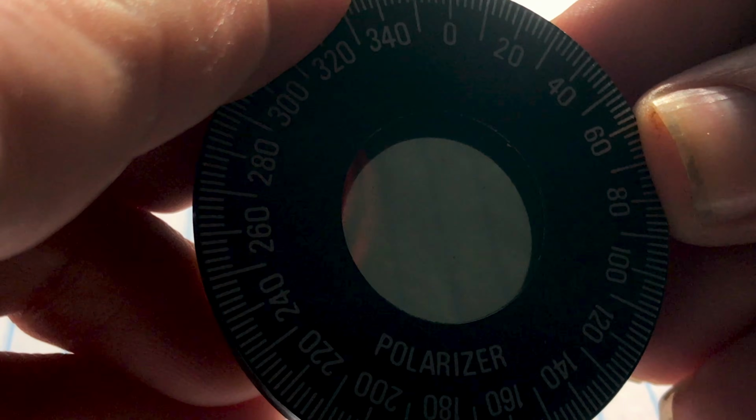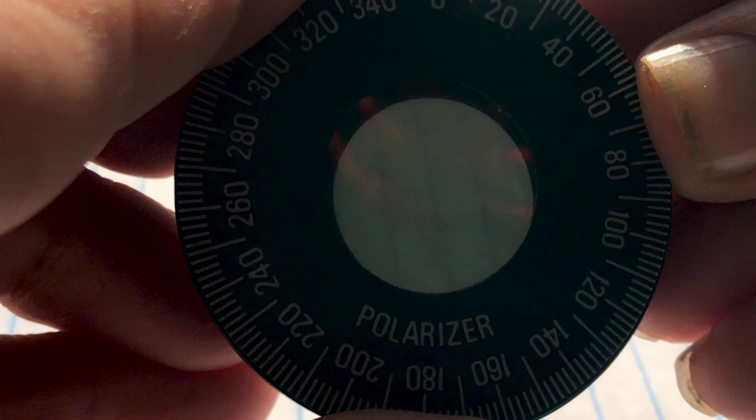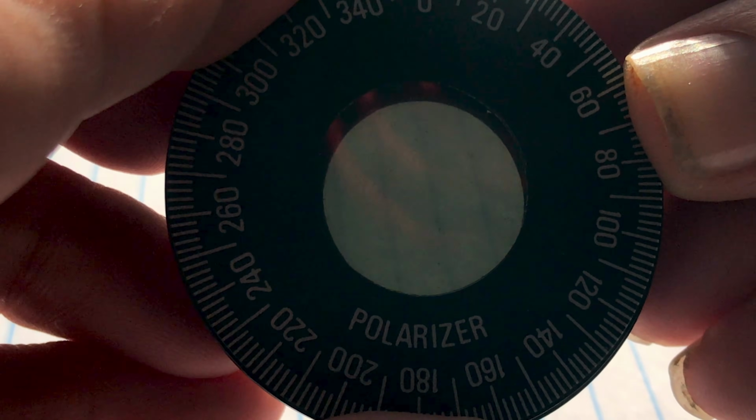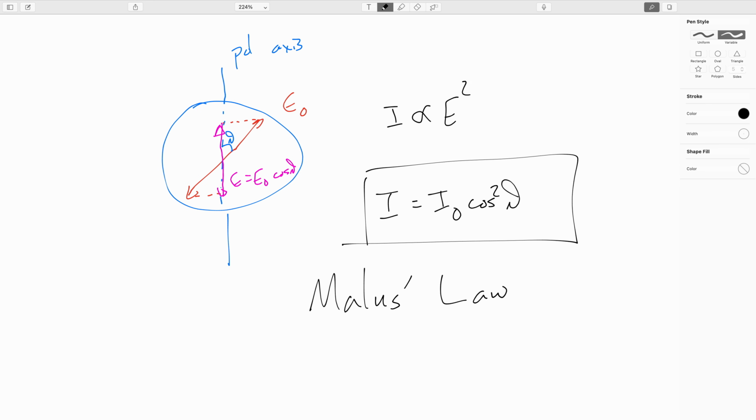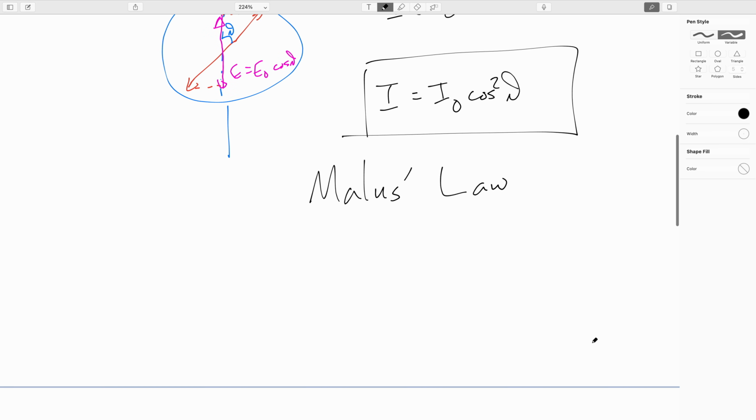What do you know? It passes some light through. What's going on with that? All right, so why was it that light passed through in the second case?